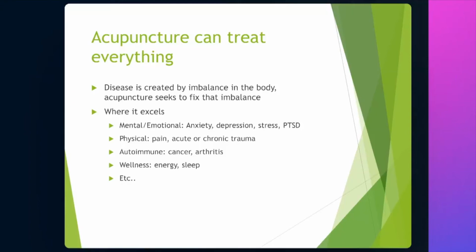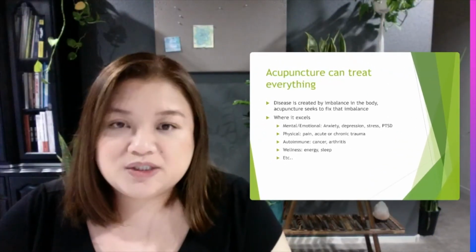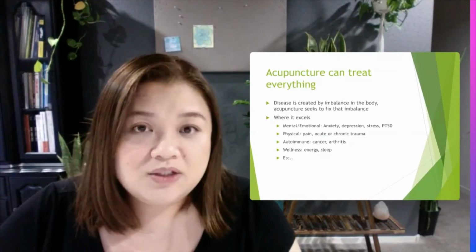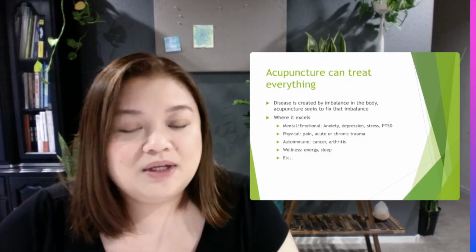So, if you have anxiety, depression, stress, PTSD, any sort of mental emotional issue, acupuncture can really help with that a lot. It's also very good for physical pain, acute or chronic trauma, and it's good for autoimmune diseases, cancer, and arthritis. And mainly in these diseases, it's more about just supporting and nourishing the body, and we can do that with acupuncture. And even if you don't really have anything wrong, you can still come and get acupuncture anyway. It can help boost energy and it can help us sleep.